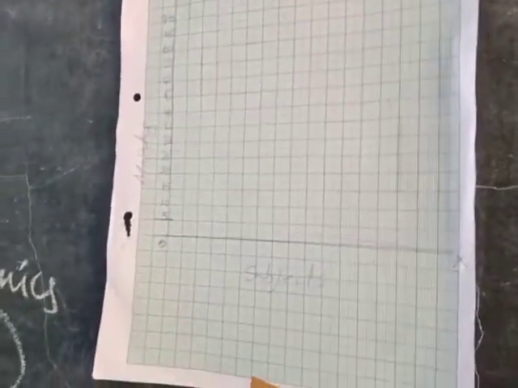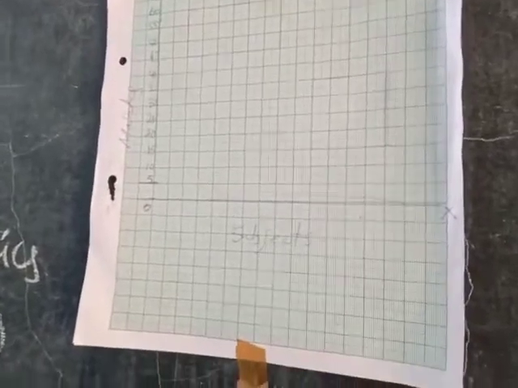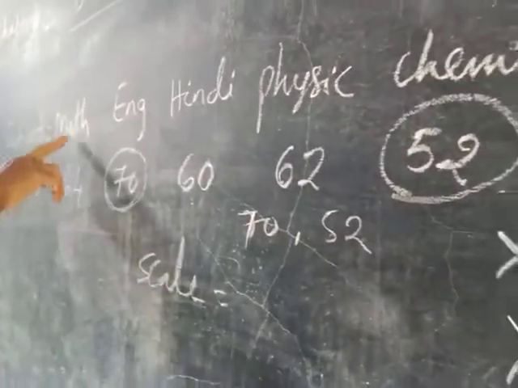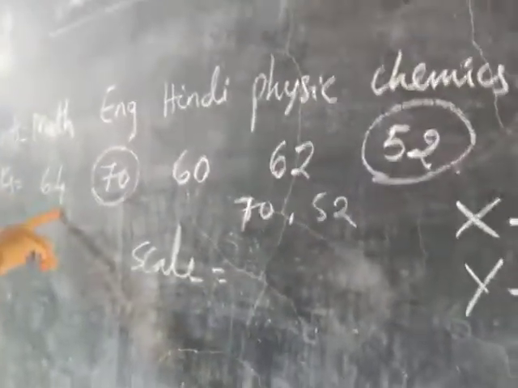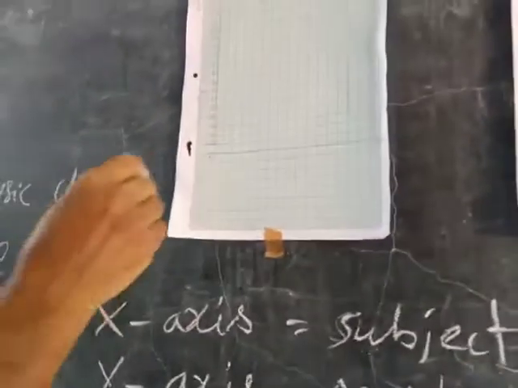Now here we have written marks, this is the frequency, and this is the x-axis, where we have to write the subjects. What subject is there first? Mathematics is there. How much is there? Mathematics 64. Where is 64?